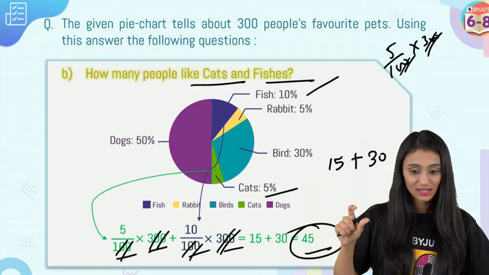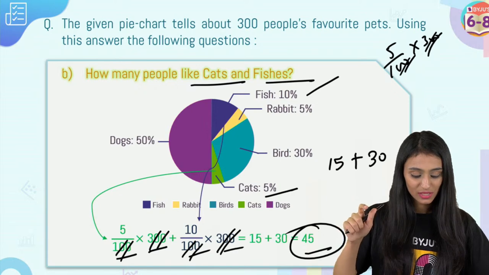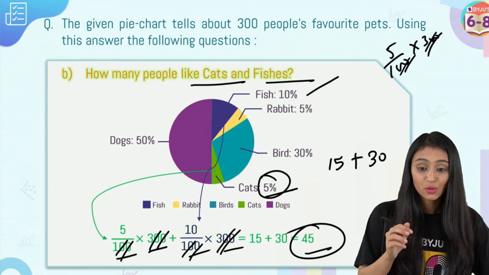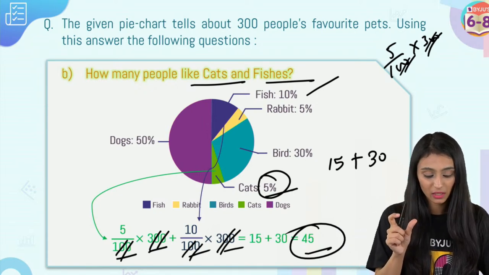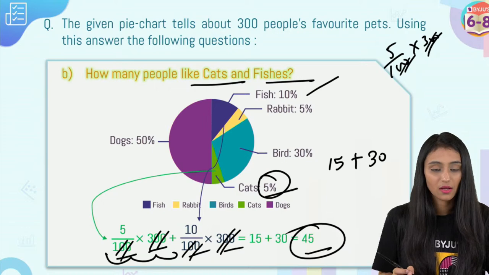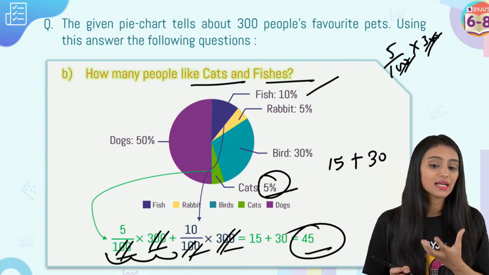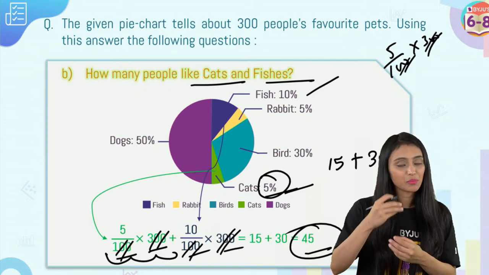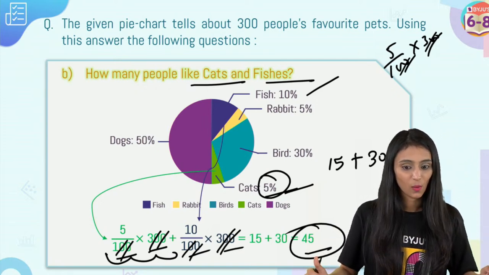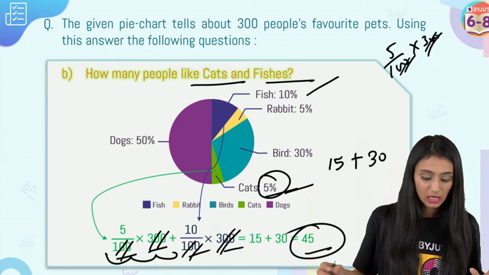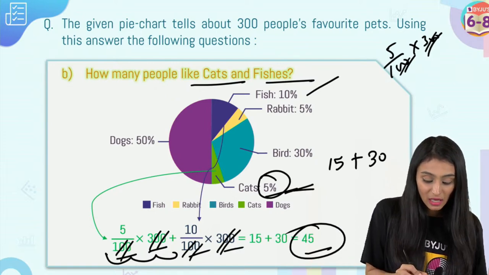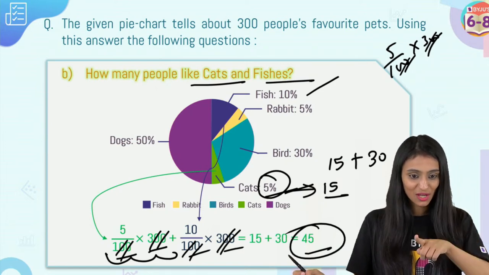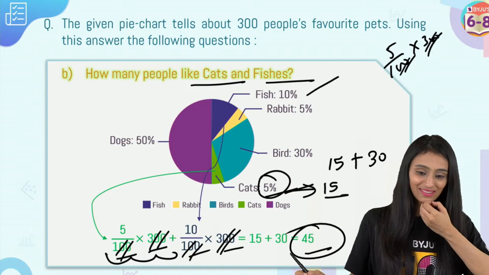Cat is 5%. Yes? Don't write percent with it, Palak. Now we have the exact number. The question is not asking us about the percentage. Don't use the percentage symbol along with it. You have converted the percentage to the normal number now. Okay, do not make such mistakes. Cats are 5%, but the number of cats, if you ask me, is 15.